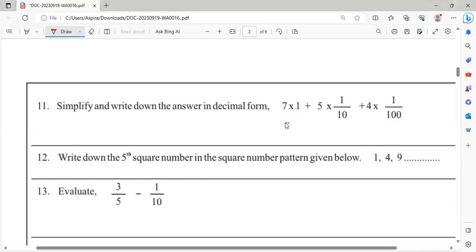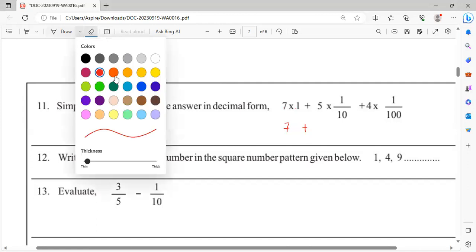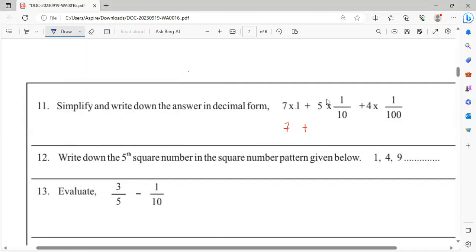It is 7, no? Then 5 into 1 over 10 means what? Can any of you tell me? What is the value here we obtain? We know that 1/10 means what? It is 0.1. No? Then 5 into 0.1 means it is 0.5.